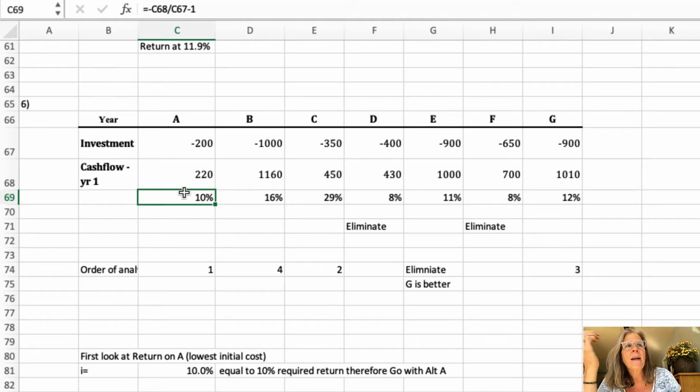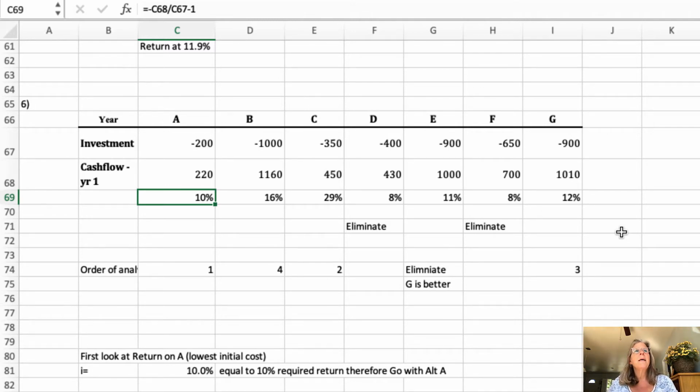The way you do that is, because these investments are very simple, they're just a year zero investment with a year one return, you can just calculate the rate of return directly by taking the ratio of the two and subtracting one. So I've calculated the rate of return of all of the projects, and the first thing I'm going to do is look for those that are less than 10%.